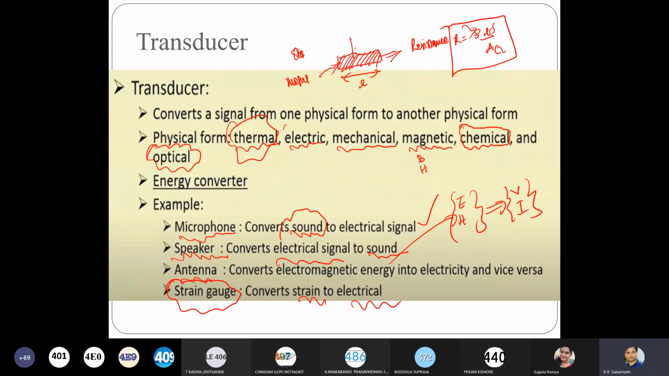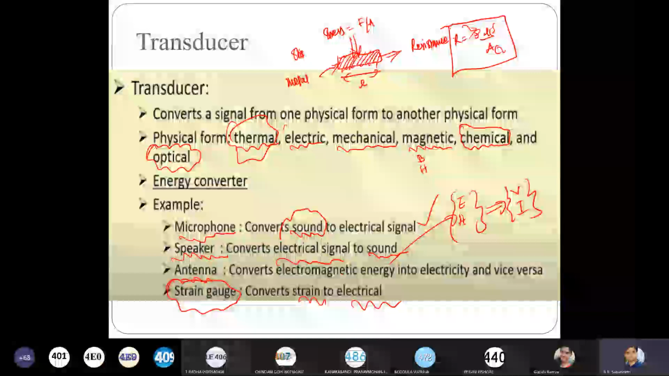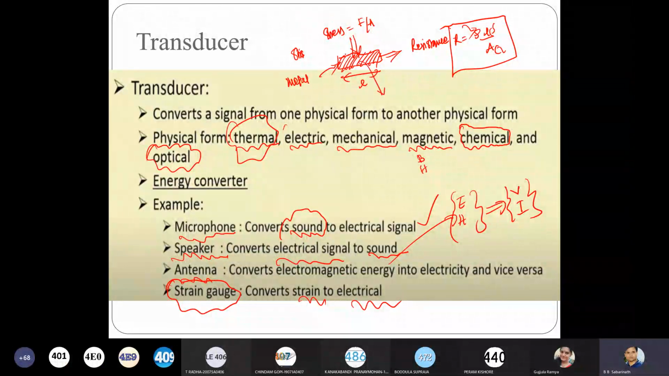Now what happens if I apply stress? Stress is nothing but force per area. If I hit this with the help of a hammer, that is a stress. Because of that stress, the material undergoes a strain. What is a strain? Actual length is L, so now the length will vary. Actual area may be A, so area will vary. Actual resistivity may be rho, so rho will vary. This change in length by actual length is called strain.